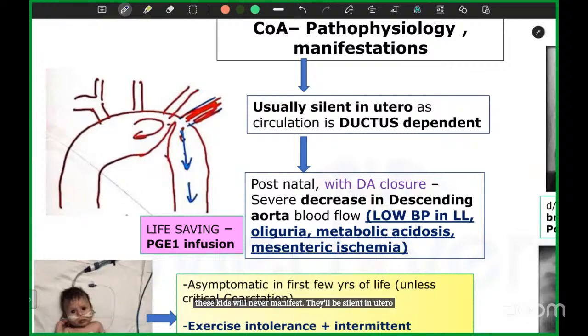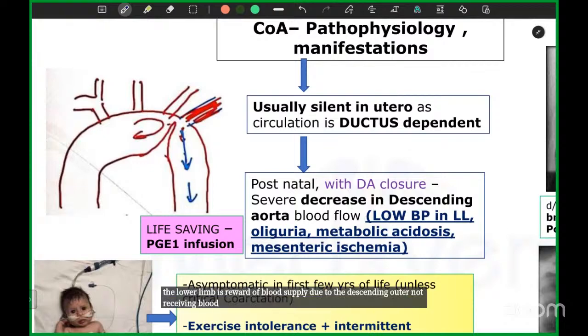Postnatal, once the ductus closes, you can clearly see that beyond the left subclavian there is no blood that can flow, which means that the lower limb will be devoid of any blood supply. Because of this, you will have a low blood pressure in the lower limb. The lower limb is devoid of blood supply due to the descending aorta not receiving blood.